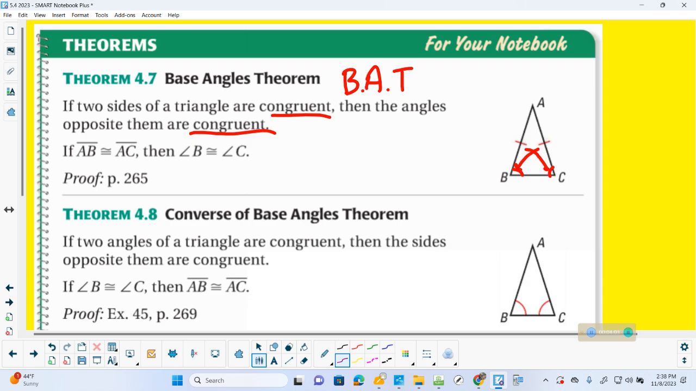So converse: if 2 angles of a triangle are congruent, then the sides are congruent. So this is one of those tricky things we have to keep straight in our minds when we write our proofs, whether I'm using this base angle theorem or the converse of it. Well, here's the difference. Base angle theorem, you start with congruent sides. The converse, you start with congruent angles. So you have to keep those 2 straight in your mind, whether it's base angle theorem or the converse. And you'll see, we'll practice some here in a minute.